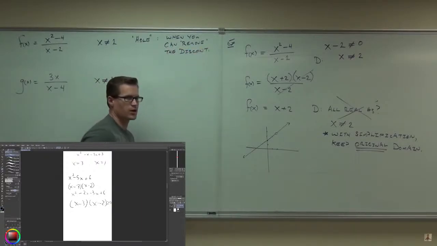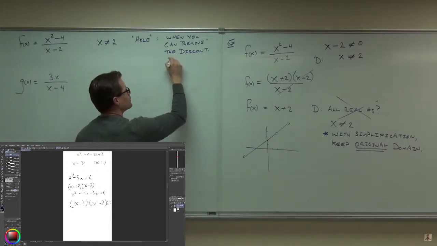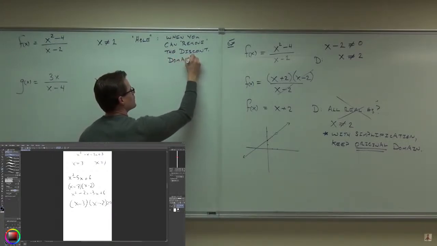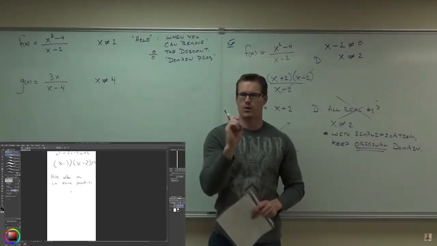We haven't even talked about continuity before, but when you can remove the domain problem, that's a hole. 0 over 0 for polynomials. In general, when you can simplify it out of your problem and it's no longer a problem for your domain, that's what we call a hole. It's just a little spot where you don't have a point. Now, if you're okay with the idea of a hole.